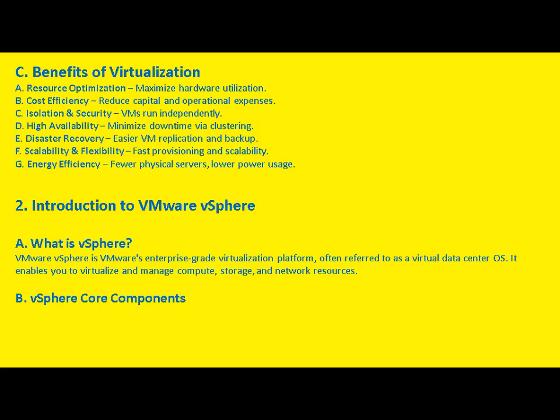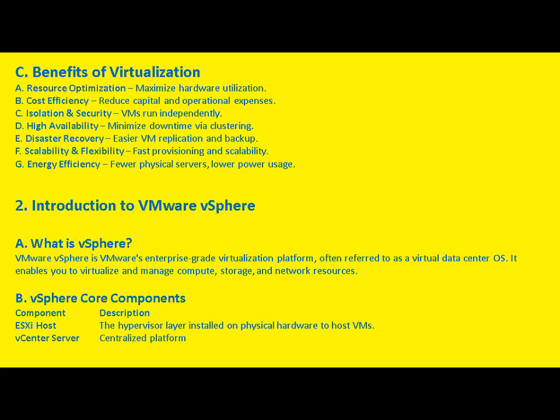So what are the vSphere core components? First component is ESX host. And what is ESX host? The hypervisor layer installed on a physical hardware to host virtual machines.